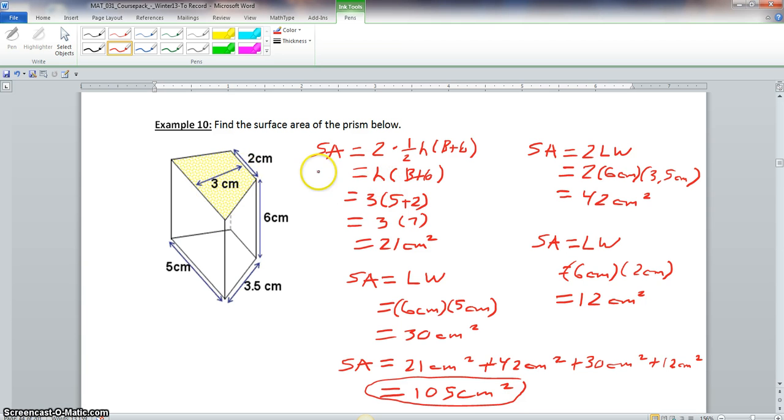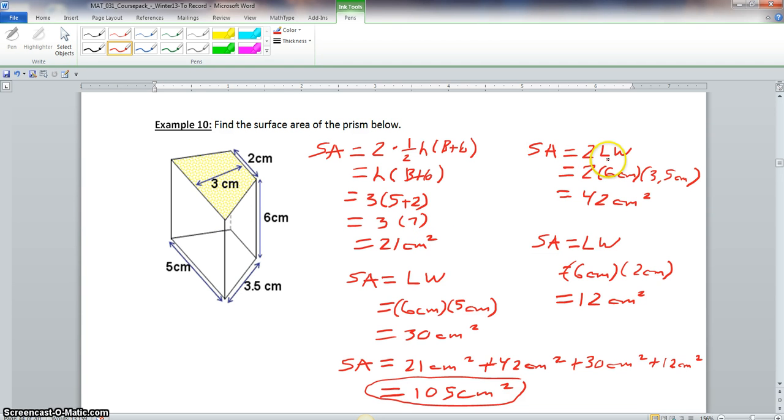Now the height here is 3 centimeters, or we just wrote 3 here. The larger base is 5 and the smaller base is 2. So now we would end up with 3 times 7, which is 21, and it's 21 centimeters squared.